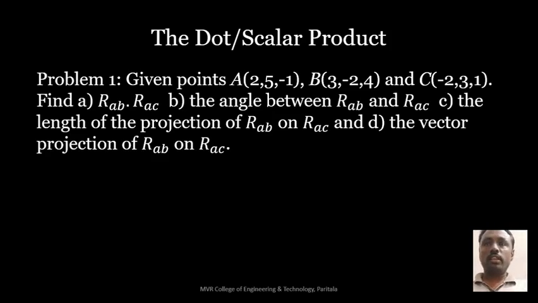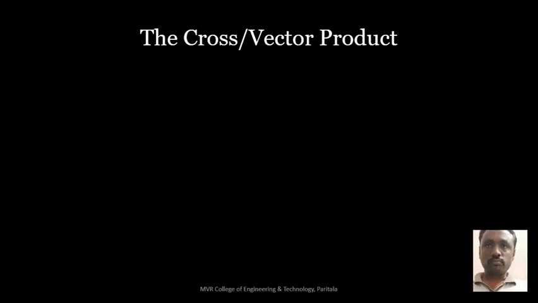So the next one is the cross product. What is meant by the cross product? The previous one was the dot product, which gave a scalar result, so it can be called the scalar product. But here it is the cross product. The cross product will give a vector result, so it can also be called the vector product.